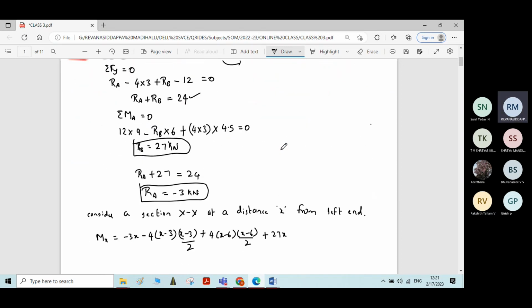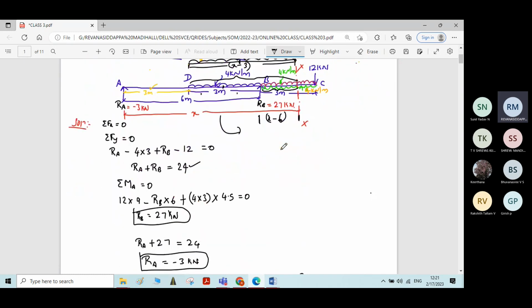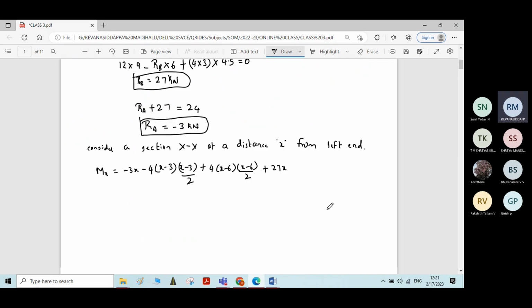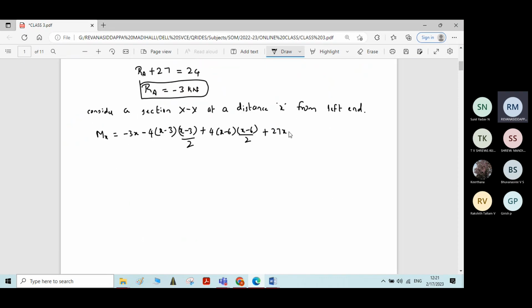It is not 27 into x, it is 27 into x minus 6. Okay, this distance is x minus 6, no. So reaction at B is 27. Perpendicular distance of section x from the force is x minus 6. So here we change it to x minus 6. 27 into x minus 6.